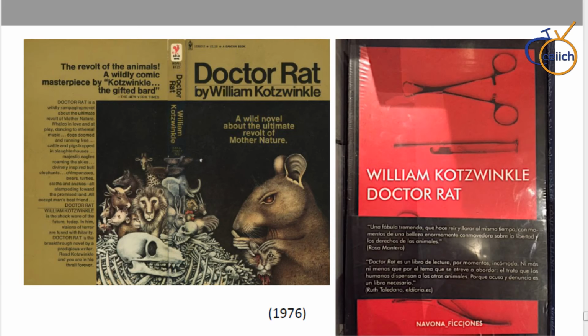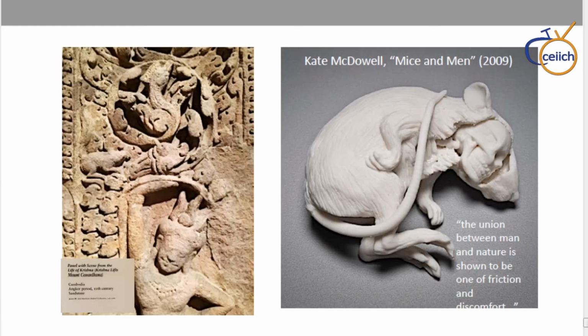Within the visual arts, there's a long history of rats as part of the menagerie that accompanies Krishna. And then, of course, more recently, Kate MccGwire, Mice and Men, her sculpture of a skeleton of a mouse, which is actually human. The union between man and nature is shown to be one of friction and discomfort, she writes on her website.